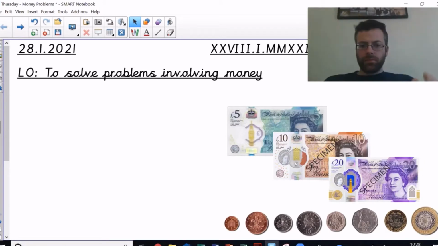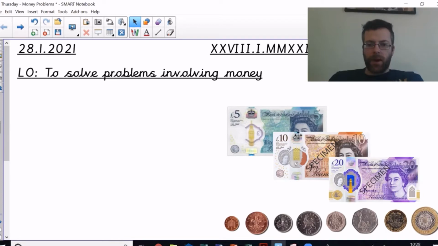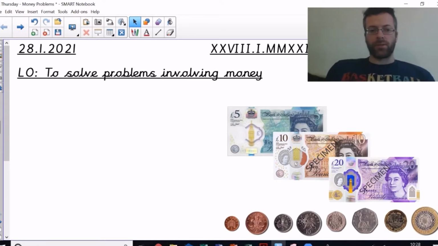Now, hopefully we're all quite familiar with money that looks like this. So we've got £5 notes, £10 notes, £20 notes, 1 penny, 1p, 2p, 5p, 10p, 20p, 50p, a pound, and £2. So, real basic stuff.